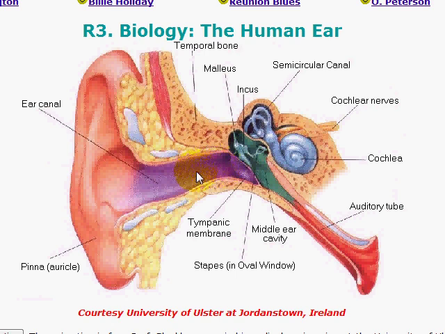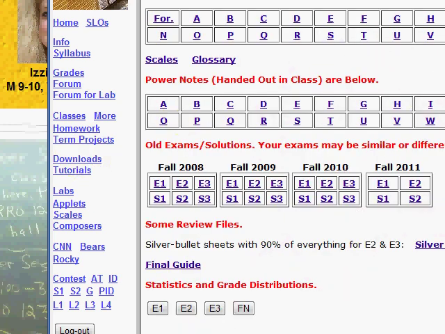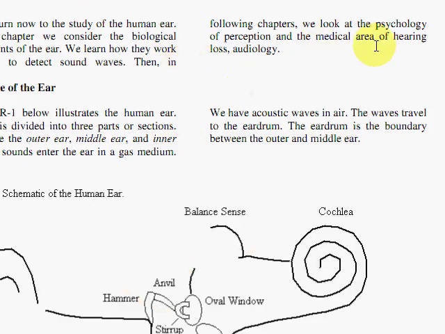Doc here with a review of Chapter R, The Human Ear, where we focus on physics and biology. So let's go to the text, the PDF file. So we go to Downloads, and in Downloads here, we're going to go to the Foundational Physics, R, and here we go.